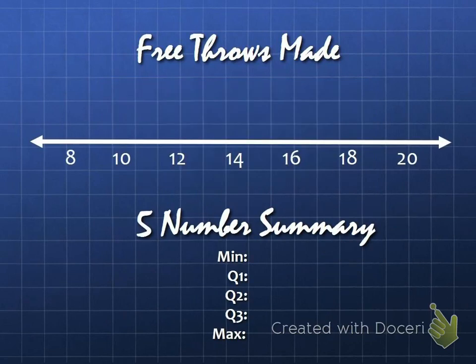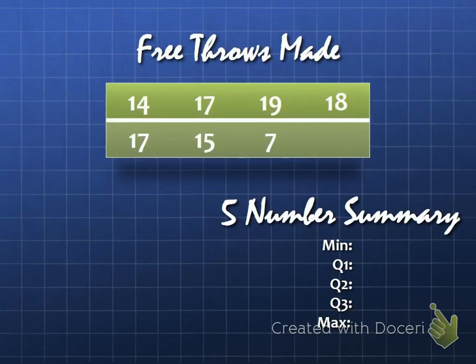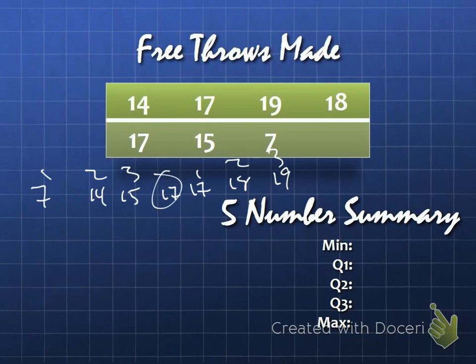So again, we're going to want to order our data. So 7, 14, 15, 17, 17, 18, and 19. So 1, 2, 3, 1, 2, 3. Our median is 17, or Q2. Obviously, our minimum is 7. Our maximum is 19. And then we want to find the median of our medians. In other words, the bottom half, find the median of that, which is 14 for our Q1 and 18 for our Q3.